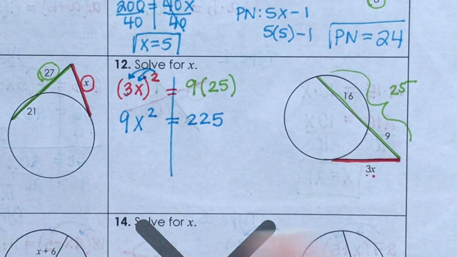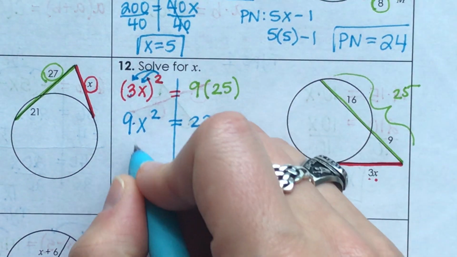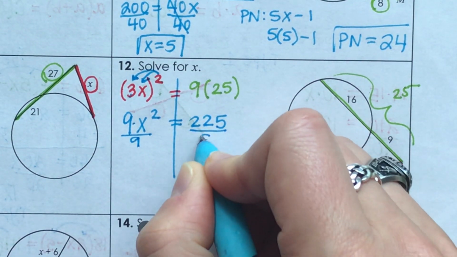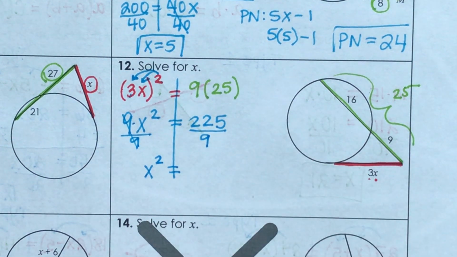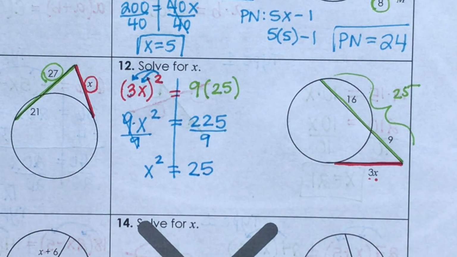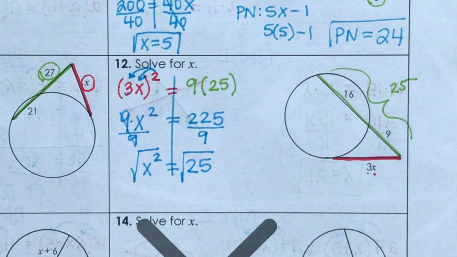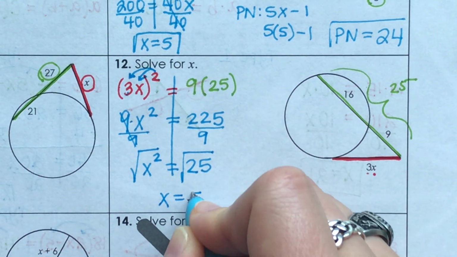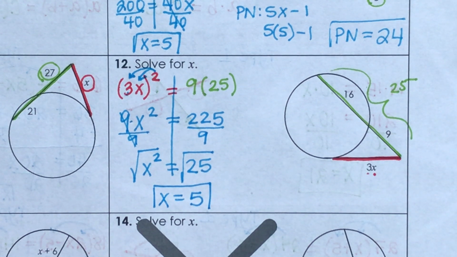Now I'm going to solve for x. This means 9 times x squared equals 225. So to get rid of the times 9, I'm going to divide by 9. I get x squared equals 25. And then to get rid of the squared, I'm going to square root it. The square root of 25 means what number times itself gets me to 25? That is 5, right? 5 times 5 gives me 25. So my final answer there is 5.